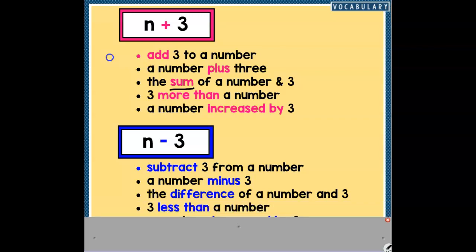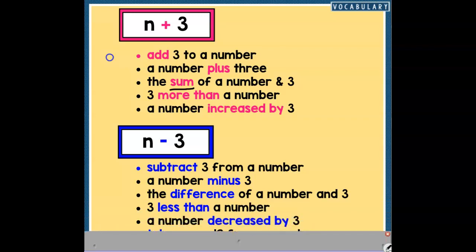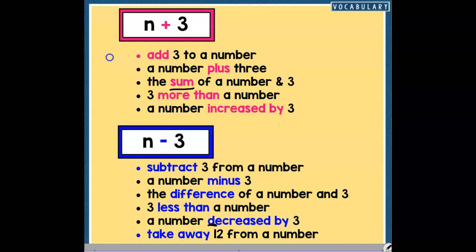3 less than a number. Or a number decreased by 3. Decreased means go down, down, down. I remember that because they both start with D, decrease and down. If the temperature decreases, it gets colder throughout the day. And take 3 away from a number.